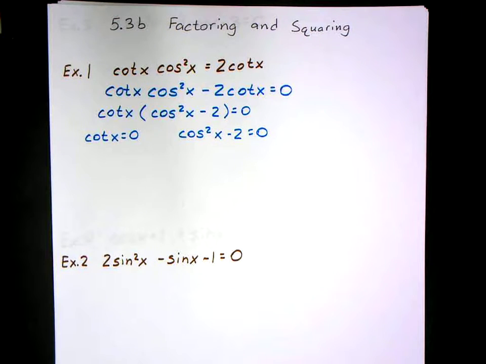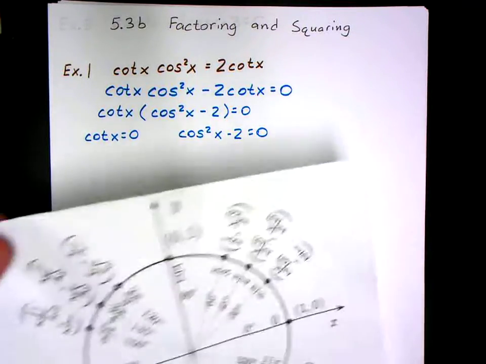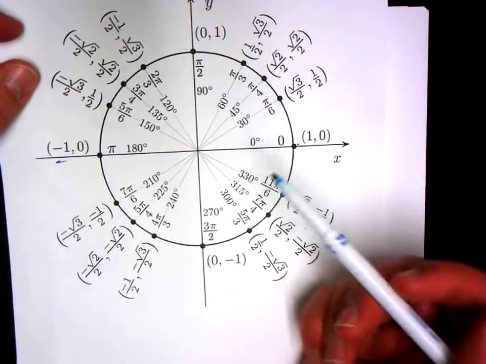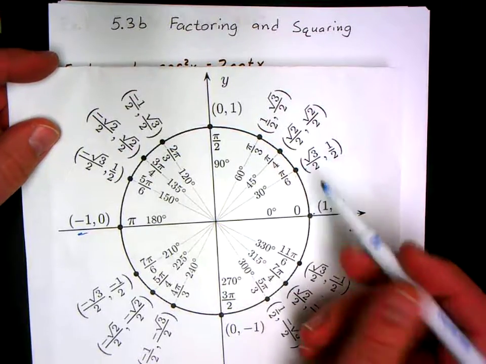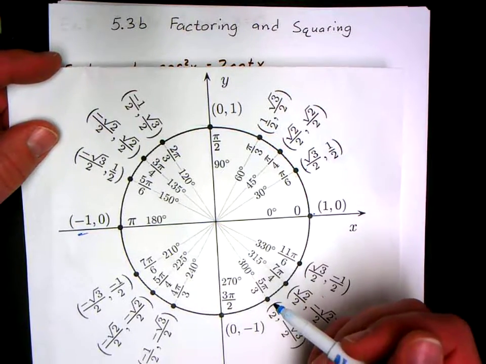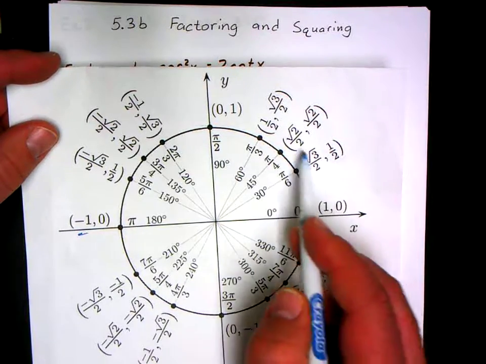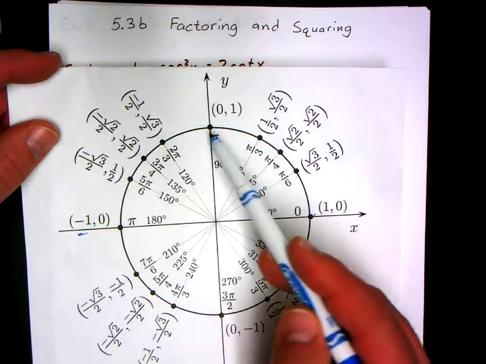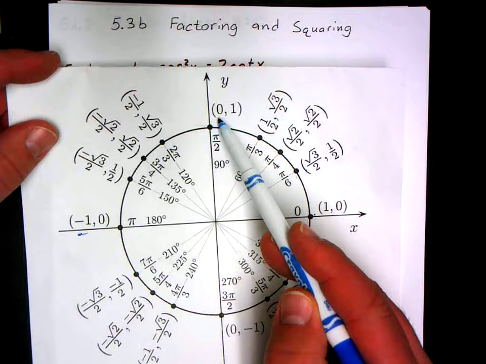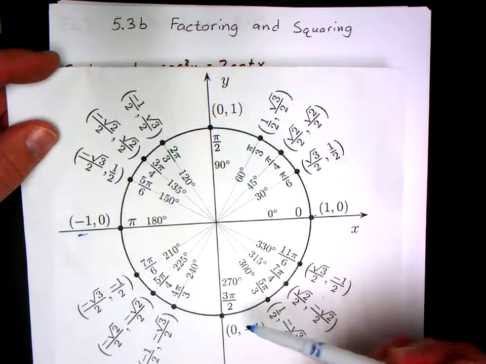Okay, so let's see. On my unit circle, which I lost, when does cotangent equal 0? Remember, cotangent is cosine over sine. So I'm looking for whenever cosine is equal to 0. So cosine is the x values. So that'd be pi over 2 and 3 pi over 2.